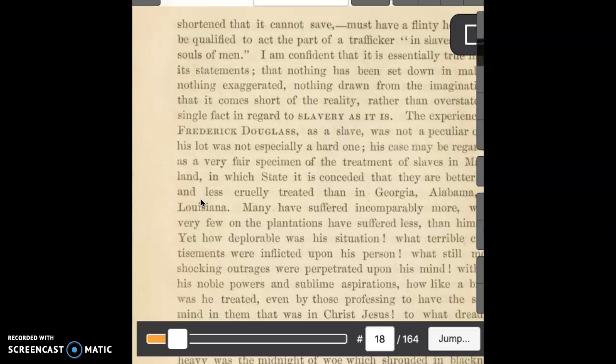And if anything, people are treated worse elsewhere, because he was enslaved in Maryland, which was not easier, but less cruel than Georgia or Alabama or Louisiana. One of the worst places to be, in fact, was on any sugarcane farm. Sugarcane is one of the most dangerous crops to grow.